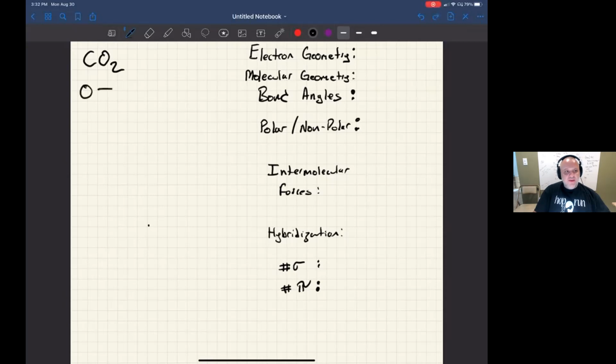First thing I want to do is count up my valence electrons. And I've got 2 oxygens, so 6 each. That gets me 12. I've got a carbon, so that's 4. Add it all together, and I have 16.